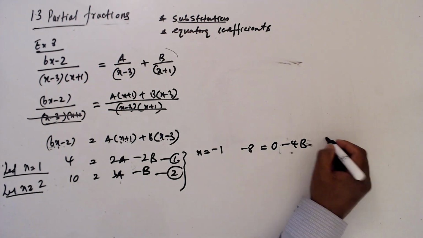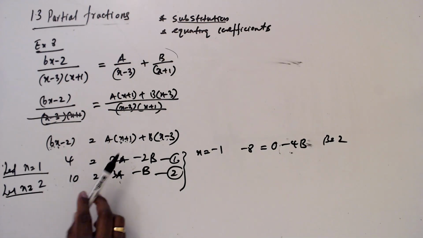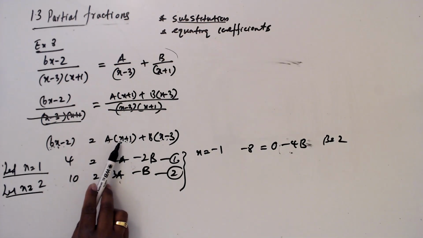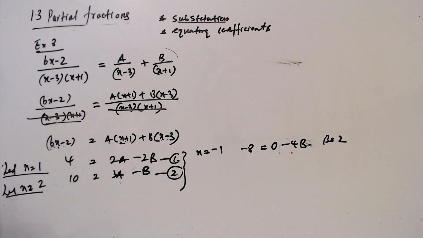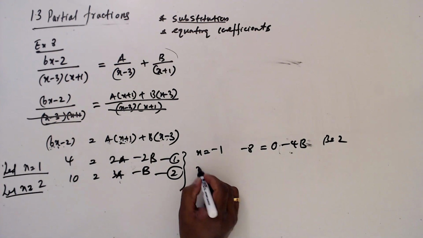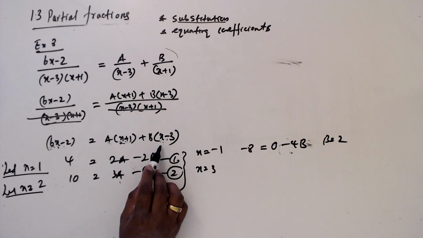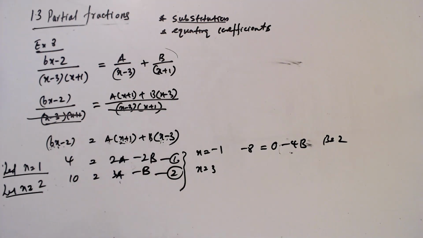So b is what now? 2, straight. We found b. We took a smart decision, because when I look at this one, I can see if I put minus 1, then I can vanish a. Now, the same way you can do that with x equal 3. When you put x equal 3, 3 minus 3 vanishes. 3 minus 3 is 0, b vanishes.